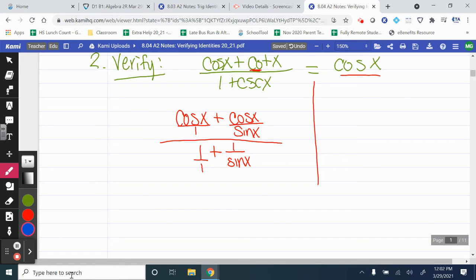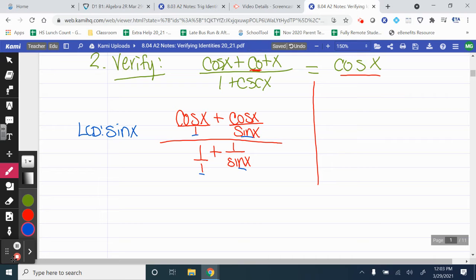That's something everybody can do as long as you have your reciprocal trig functions memorized and you know tangent is sine over cosine, cotangent is cosine over sine. Now I have fractions inside of a fraction. So I have a complex fraction. What do we do when we have a complex fraction? Well, hopefully you're thinking, you look at the denominators of all 4 fractions. I have 1 and sine x, so my LCD would just be 1 times sine x, which is sine x.